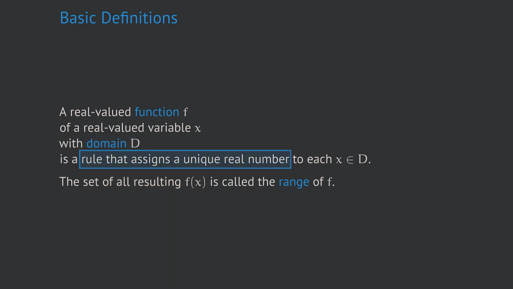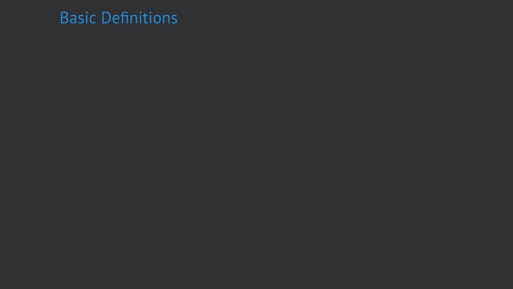Typically, that rule that assigns a unique real number to each x element d is encoded using a mathematical formula which involves x. As an example, let's look at the function f, which assigns to any number its third power. We typically define this function by defining the function value of x using a formula involving x. In this case, f of x equals x to the third power.